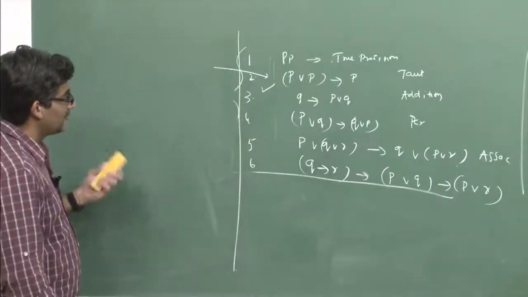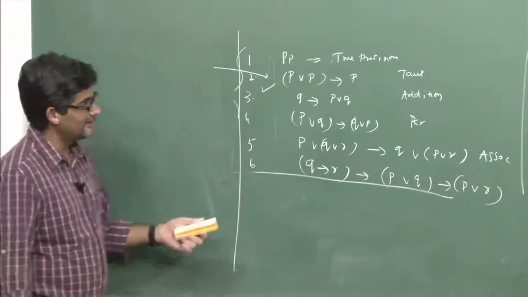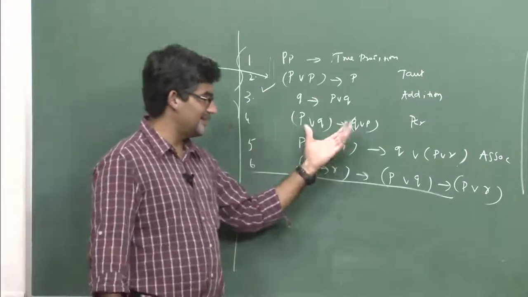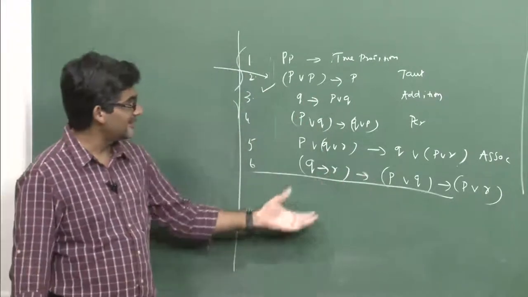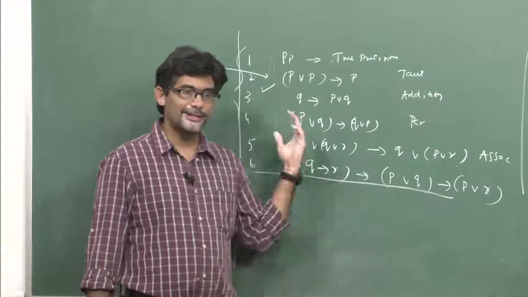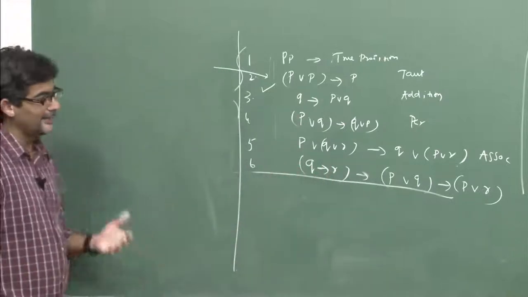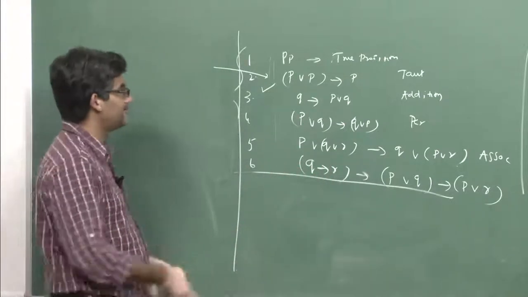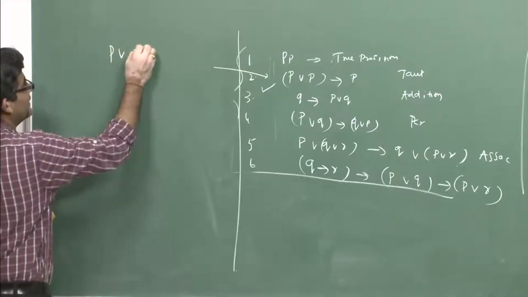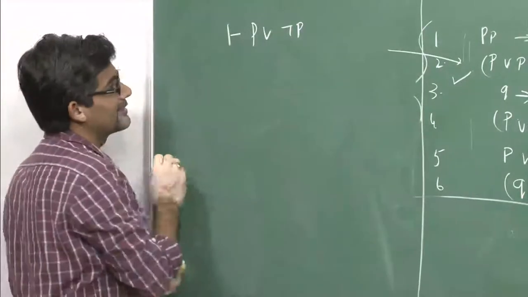So what constitutes an effective proof is one which has less length, that is, the number of steps is small, and it ends in finite time. Your proof should not go on forever. So now what is it that we are trying to prove? We are trying to prove this.